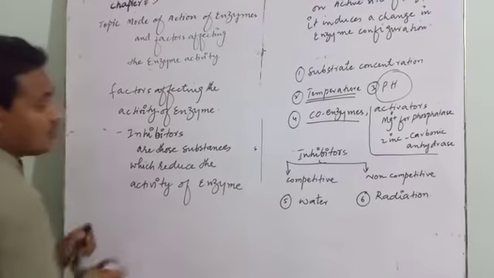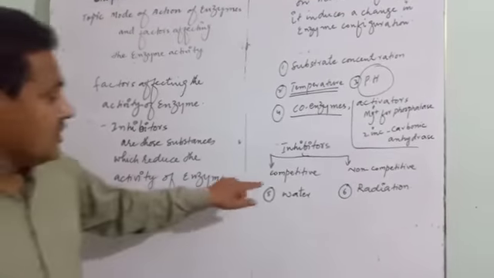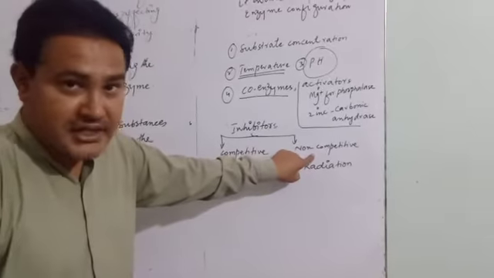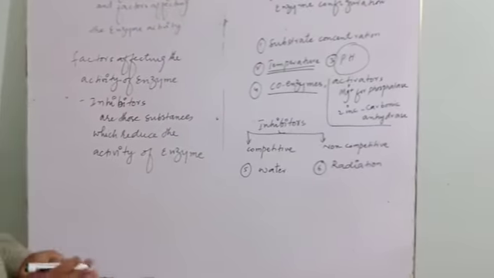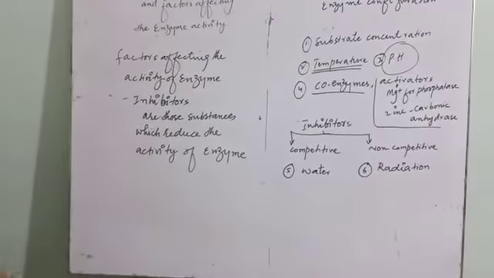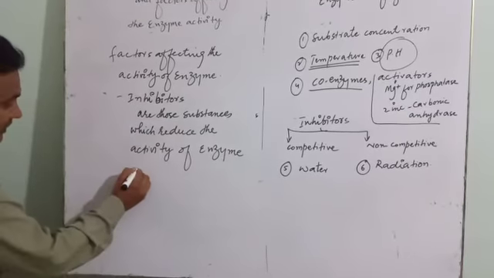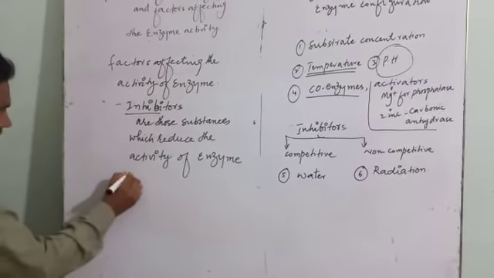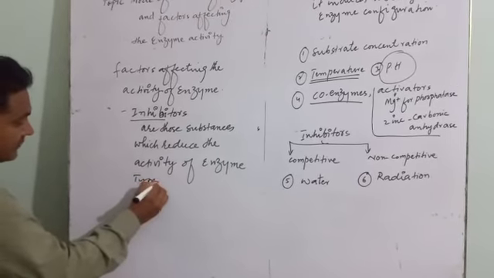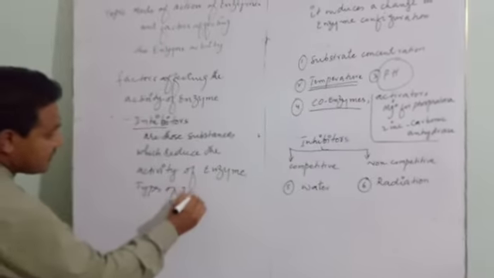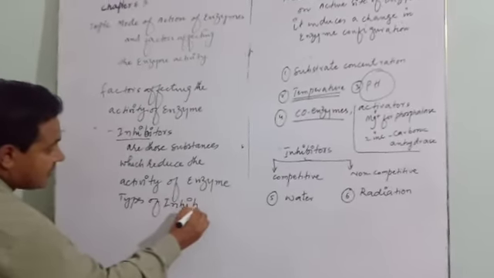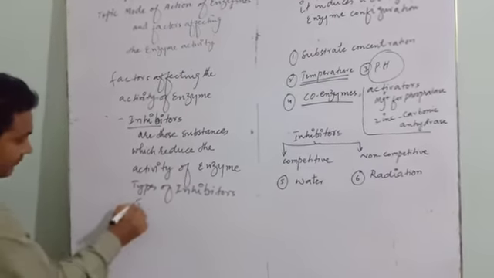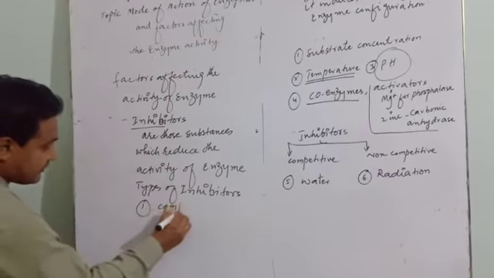We have two inhibitors: one is competitive inhibitors, the other is non-competitive inhibitors. Now what are competitive inhibitors? We have two types of inhibitors. Number 1, write down types of inhibitors. Number 1, competitive inhibitors.